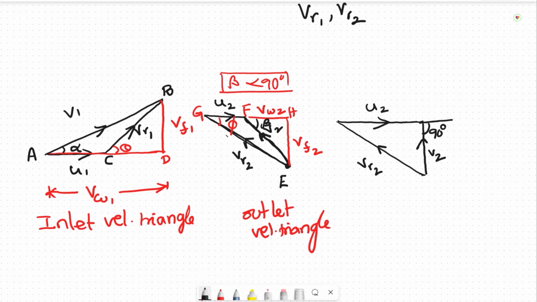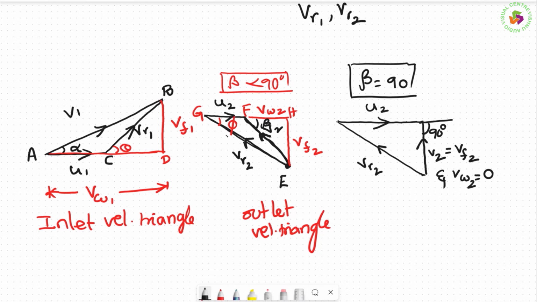In such a case, V2 has no horizontal component. So V2 is equal to VF2 and VW2 is equal to 0. If beta is equal to 90, and always this is phi, and beta is equal to, as we already mentioned, 90. So this is the second case.